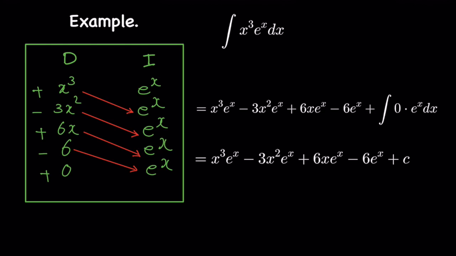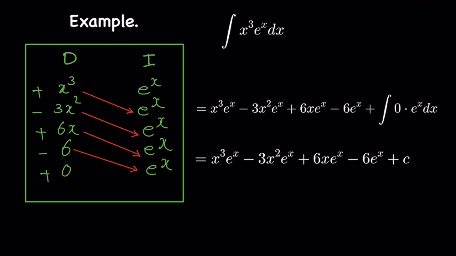Then in the derivative column, I'm going to differentiate these functions. The derivative of x cubed, using the power rule, is 3x squared. Derivative of 3x squared is 6x. Derivative of 6x is 6. Derivative of 6 is 0. And here, going from one row to another, I'm going to integrate. Antiderivative of e to the x is e to the x. Antiderivative of e to the x again is e to the x, so this column will stay all e to the x.